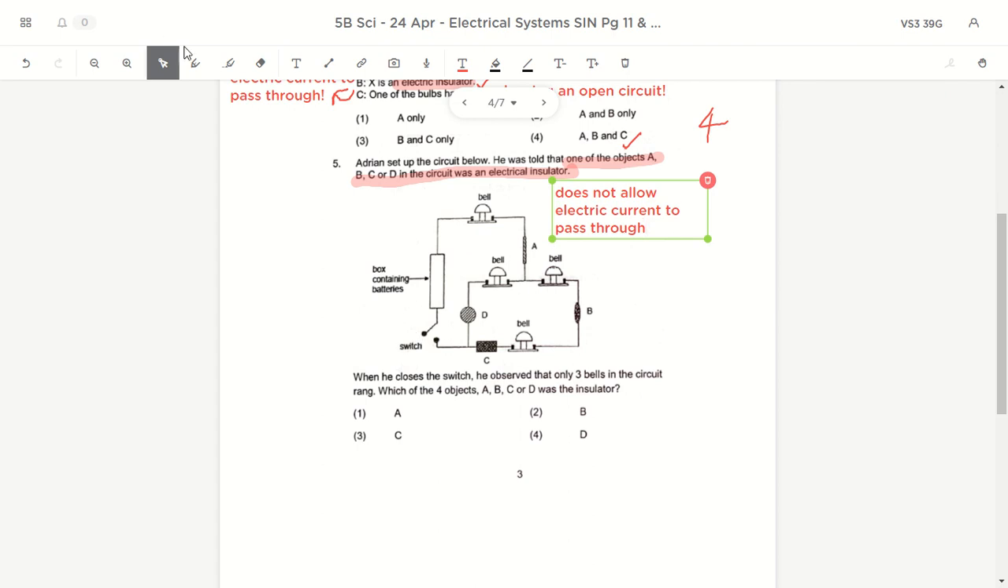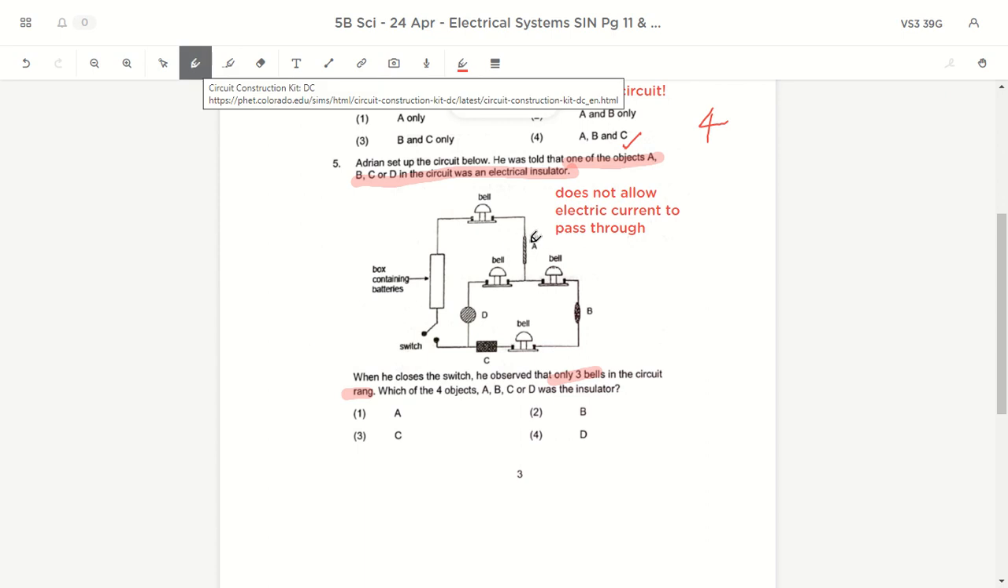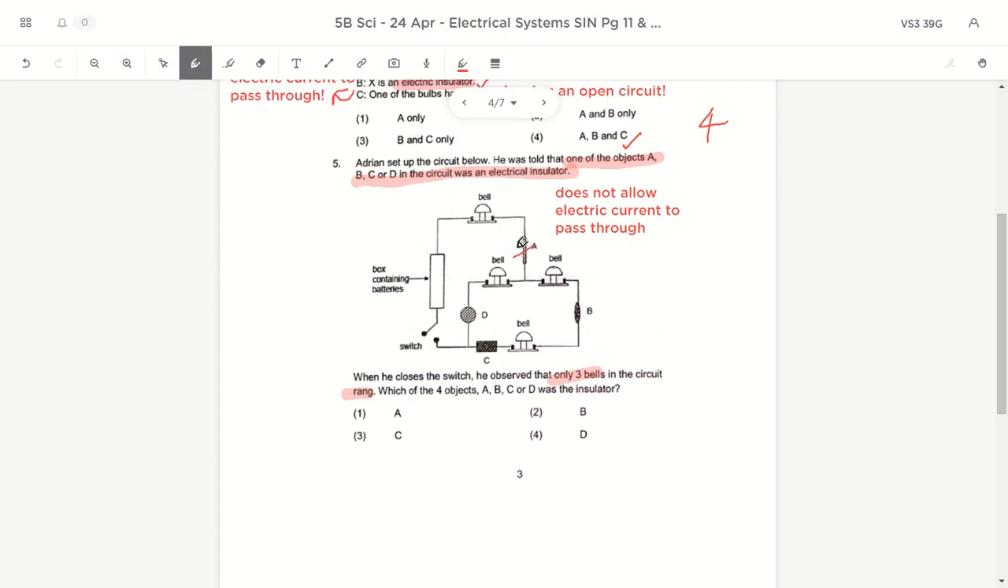When I close the switch, only 3 bells ring. 1 bell did not ring. Which one could be the insulator? So let's go and test it out. Let's say if A was the insulator. Insulator means it does not allow electricity to pass through.